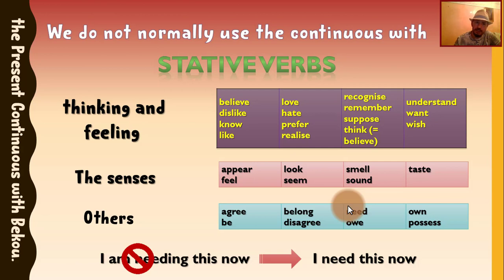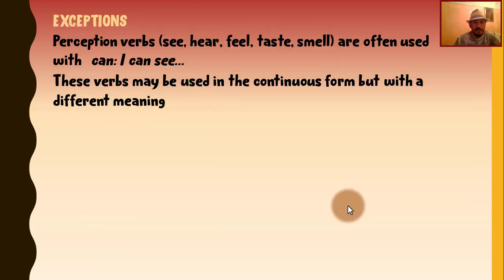Of course, there are certain exceptions. Okay, so verbs of perception, verbs of the senses like see, hear, feel, taste, smell are often used with can. For example, I can see, I can hear, I can feel, I can taste, I can smell. These verbs may be used with the continuous. I don't say they cannot be used at all, but they can be used in the present continuous if these verbs have a different meaning. Let me explain this in examples.